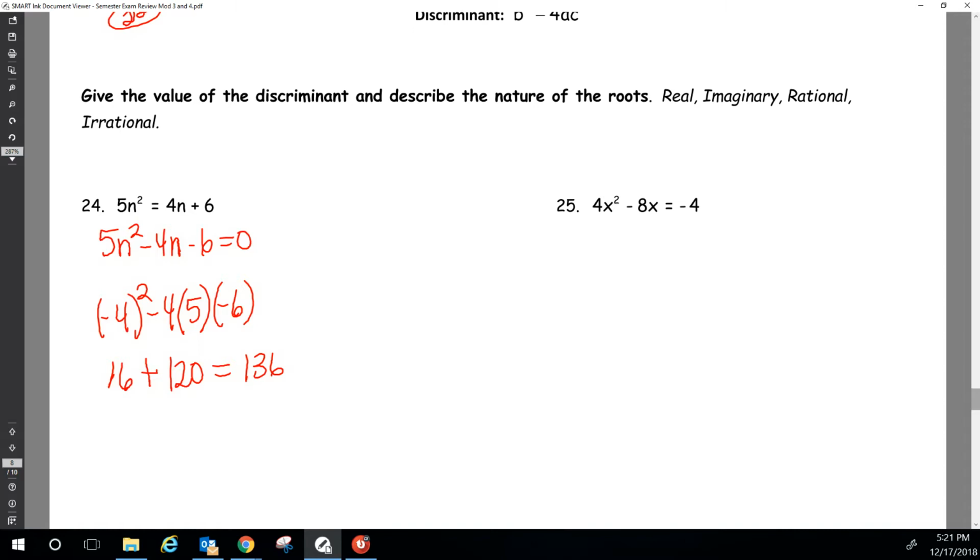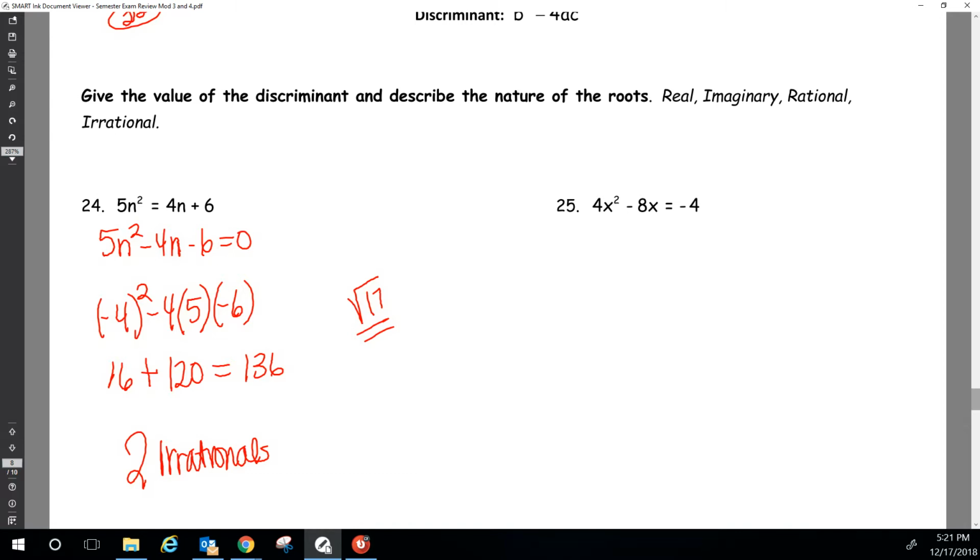So it's positive. So I'm going to know I'm going to have two solutions. If it was a perfect square, they would be real. If it's not a perfect square, they're going to be irrational. In other words, there's going to be a square root involved. So since 136 is not a perfect square, this is going to be two irrational solutions, which just means it's going to have a square root in the answer somewhere.